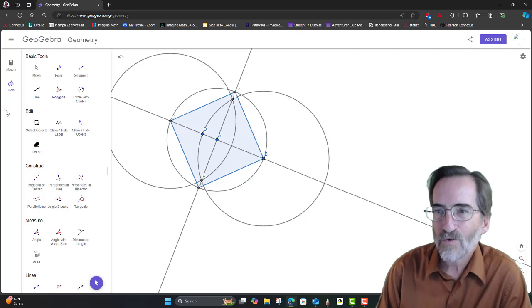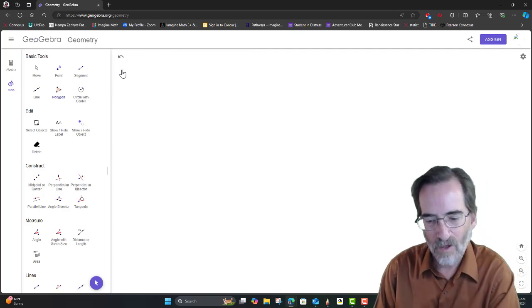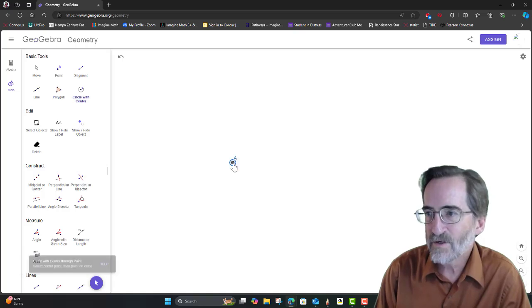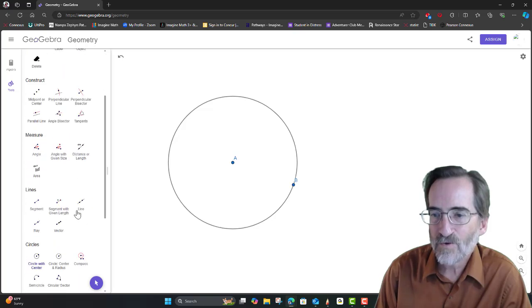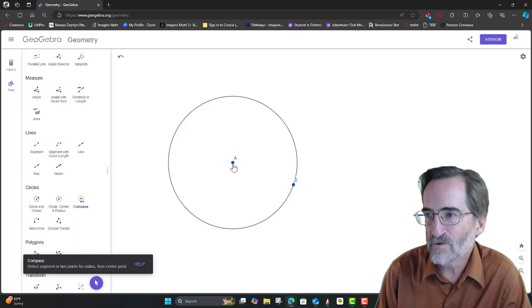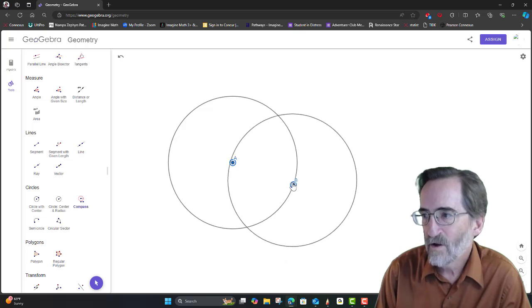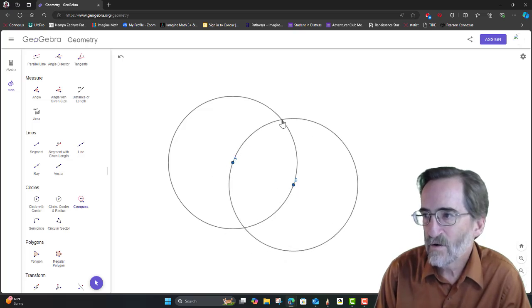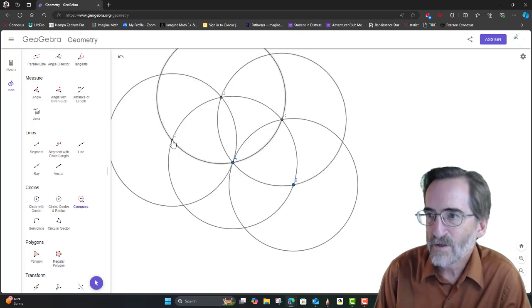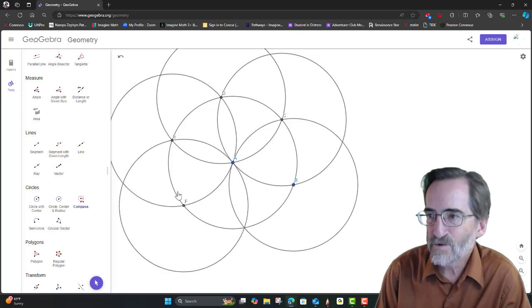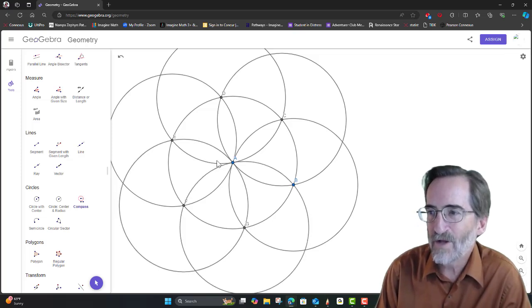I want to show you real quick the hexagon construction here. Again, I'm going to use the compass tool. Use the compass tool when you want to duplicate a circle. So A to B, right? Click on B, click on the intersection, click on the intersection. It's really fast here. Click on the intersection. Notice how six circles fit all the way around. Click on the intersection. It creates kind of a flower pattern here.